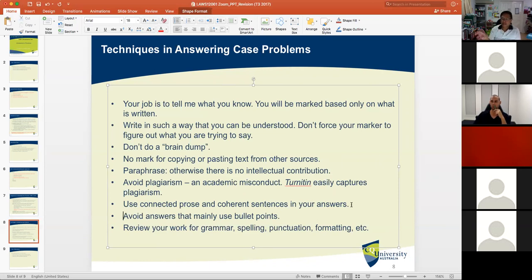Because on the one hand, one of the marking criteria will be language use and formatting. That's going to be one of the marking rubrics. But in a sense, there is a double whammy if your grammar, your spelling, and formatting are poor, because when your grammar is bad, your sentence construction is bad, it affects the quality of your statements, because it's difficult to understand what you're saying. It's difficult to escape from the fact that when you don't write properly, it diminishes the quality of what you're saying. So you need to review your work for grammar, spelling, punctuation, formatting.